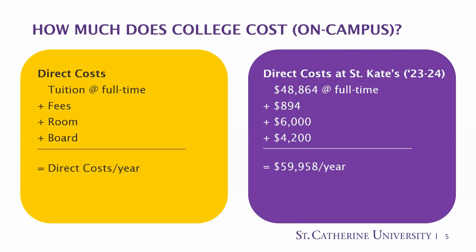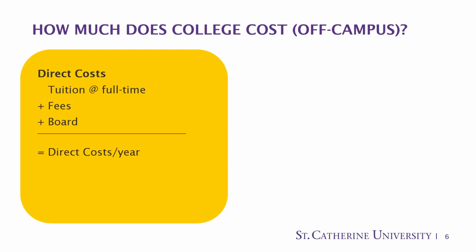This meal plan is our Platinum meal plan, which is the highest meal plan we offer. All first-year resident students are required to enroll in the Platinum meal plan, but can change to other meal plans after the first year is over. In total, for a student living on campus in a traditional dorm in 23-24, their direct costs came to $59,958.